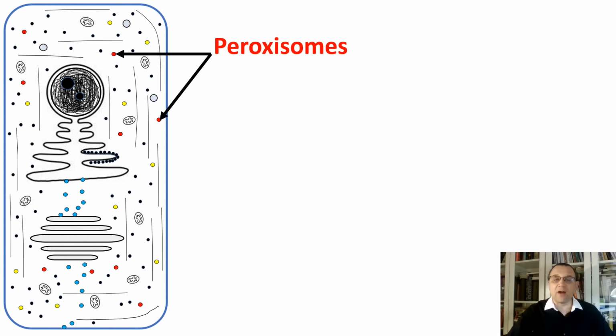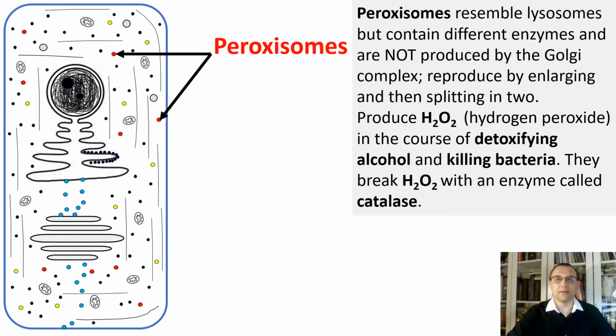Peroxisomes appear as very dense bodies with a unique crystalline core of tiny tubes, which causes the organelles to stand out unmistakably when shown in electron micrographs. Peroxisomes resemble lysosomes, but contain different enzymes and are not produced by the Golgi complex. They reproduce by enlarging and then splitting in two.